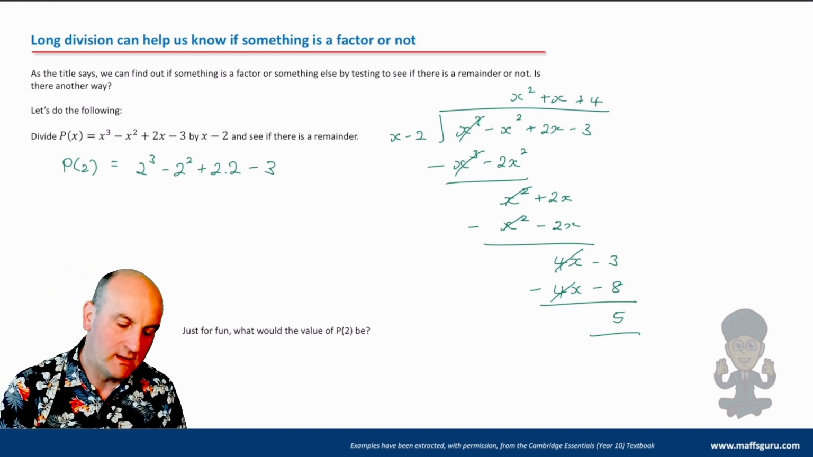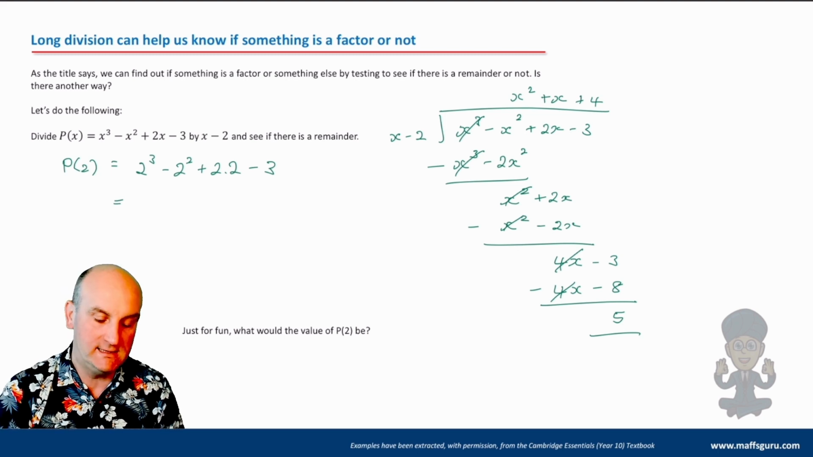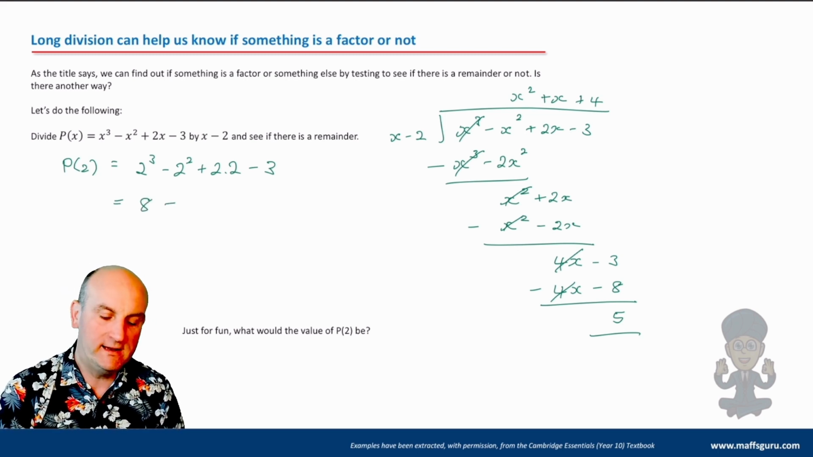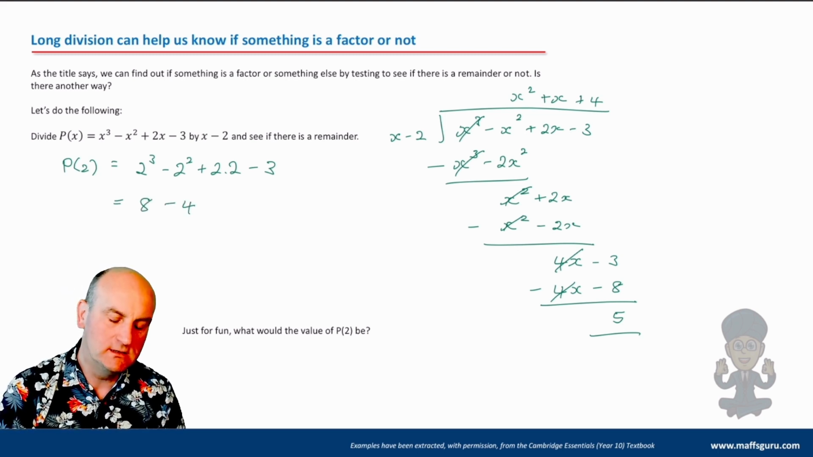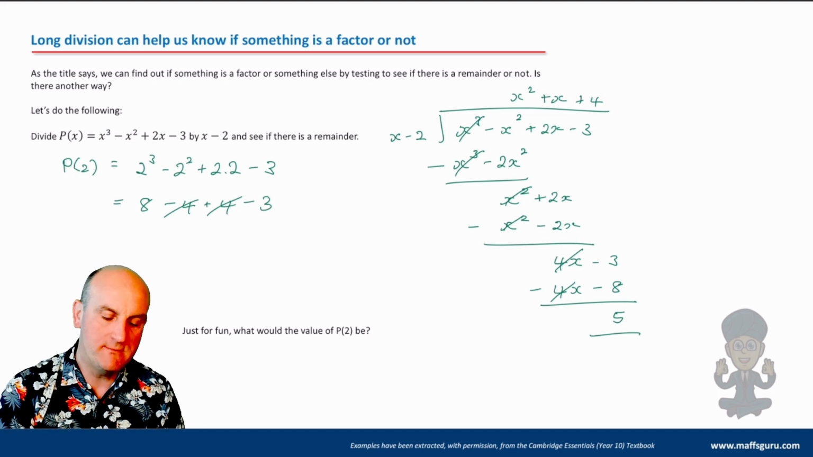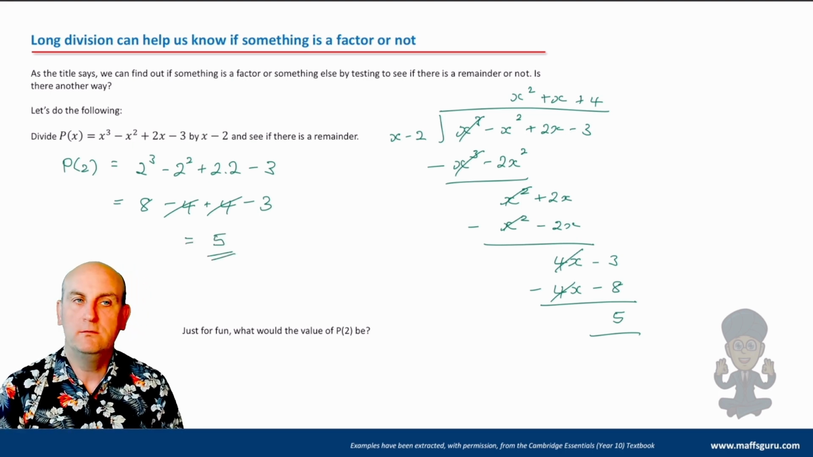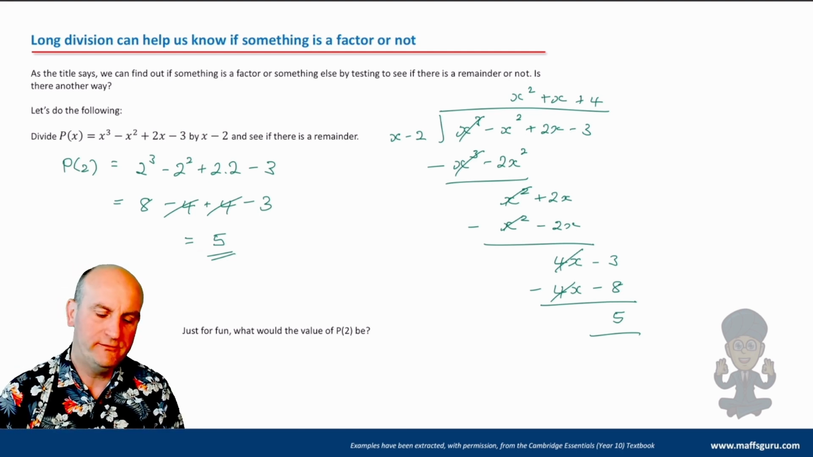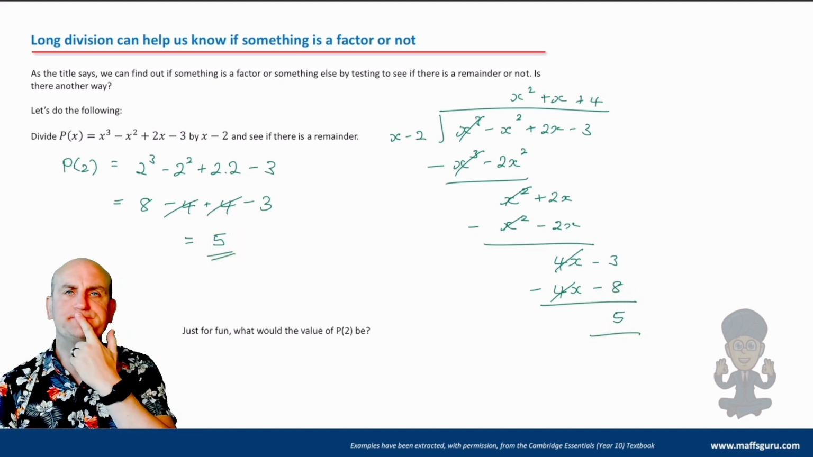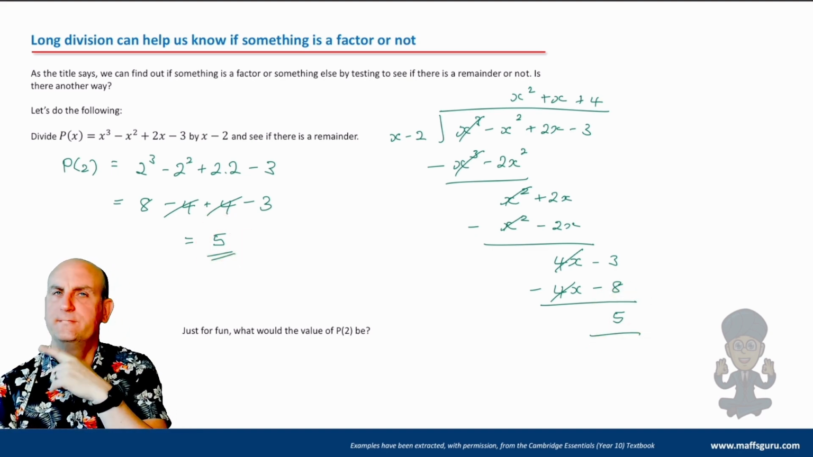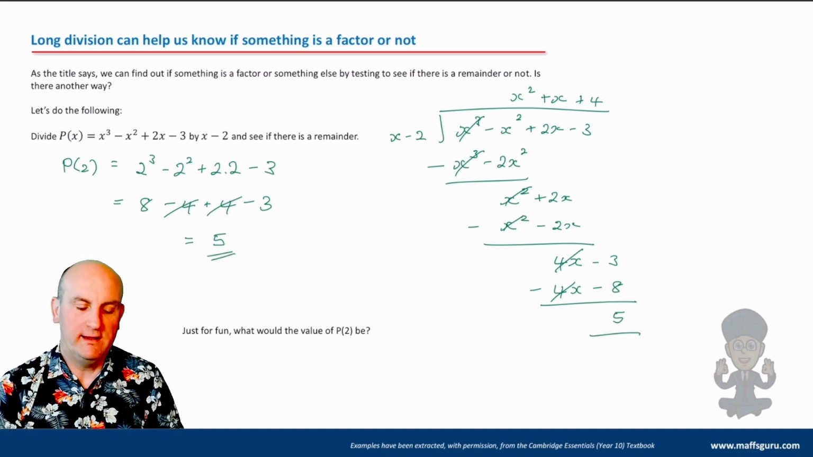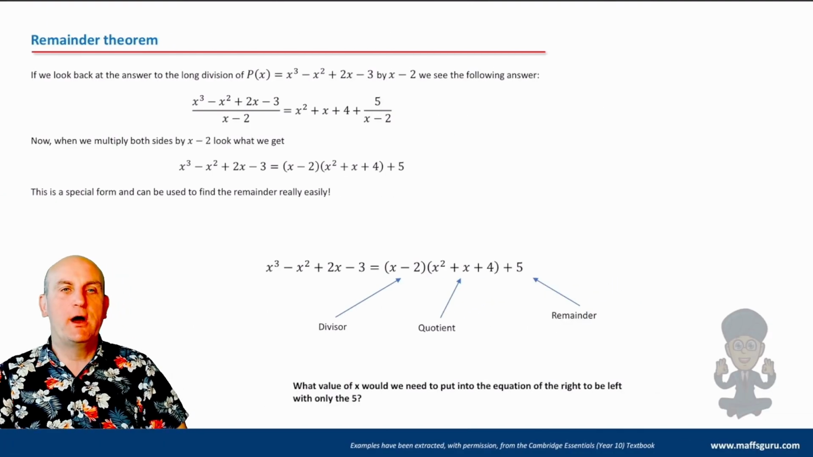Right, so let's see what we've come up with there. So 2 cubed is 2, 4, 8. 2 squared is 4. Plus 2 times 2 is 4. Minus 3. Well, that plus 4 and a minus 4 go. 8 minus 3 happens to be 5. That's interesting. Those seem to be the same. Is there a reason why? Come to that in just a moment. Right, let's go back to our remainder theorem.